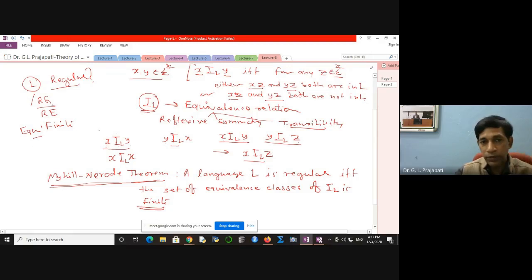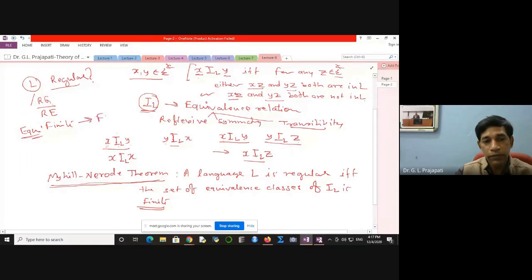So for one class of strings, your FA goes to one place. For another class of strings, your FA goes to a different state. And if the number of equivalence classes is finite, this means you have finite states, and with the help of a finite number of states, you are able to construct the finite automaton. So having finite equivalence classes means you have the FA.